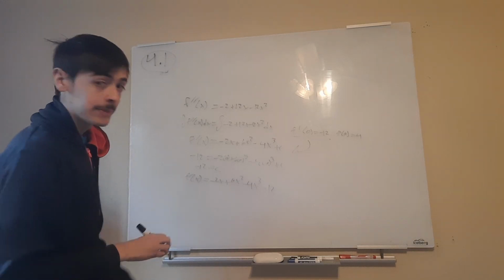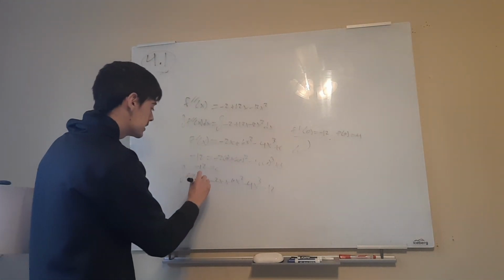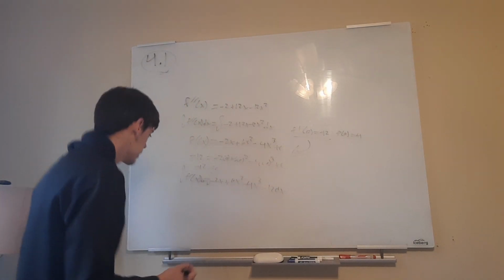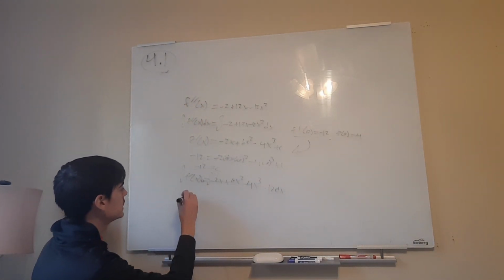And now we just do the same thing again. We're going to integrate both sides of this equation and proceed from there. So integrating f prime of x, we are going to get f of x.